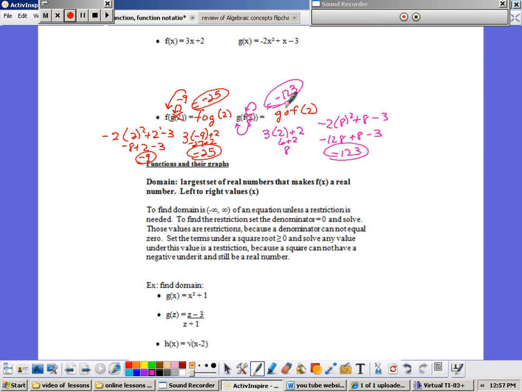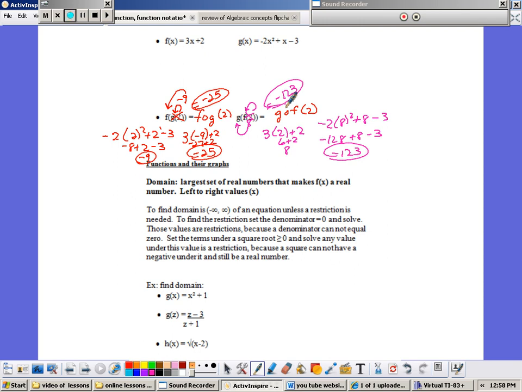Okay, functions and their graphs. Domain is the largest set of real numbers that makes f of x a real number, and it goes left to right. Domain is normally negative infinity to infinity, meaning all real numbers, unless two things occur. One, you have a denominator with a variable in it, and if you do, you have to take that denominator, set it equal to 0, and that becomes a restriction. So your domain will jump that spot.